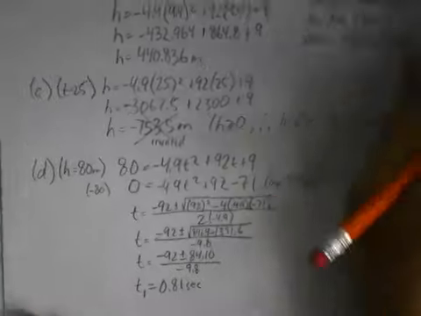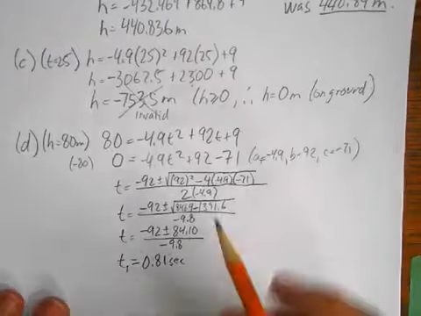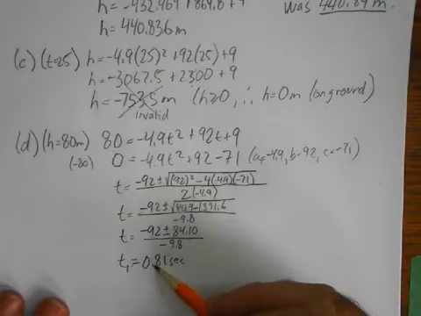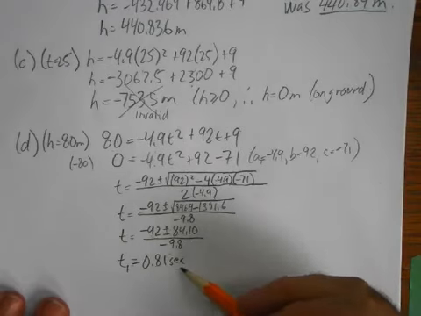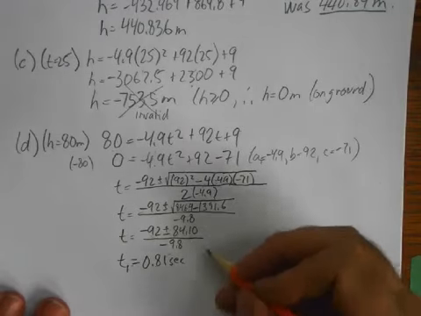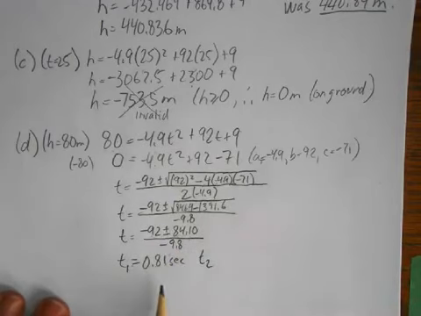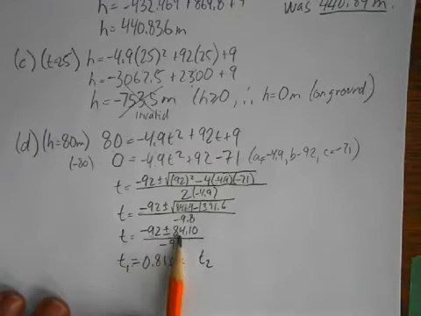Sorry, I've got a room here. So the first time when it hits 80 meters is 0.81 seconds, and you can kind of tell that's on its way up. It's very, very quick. And the other time would be negative 92 minus 84.1, and then divide by negative 9.8.